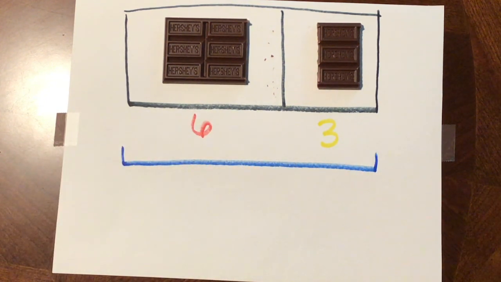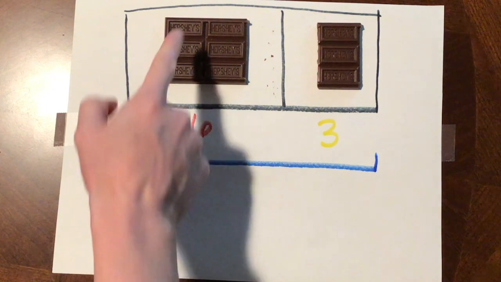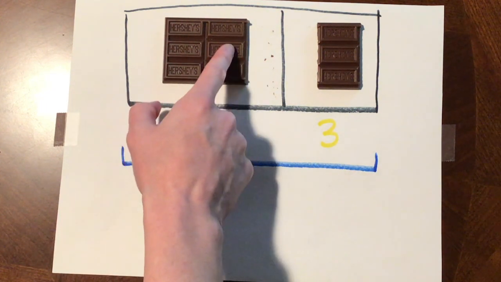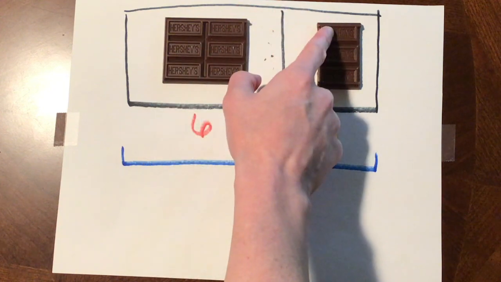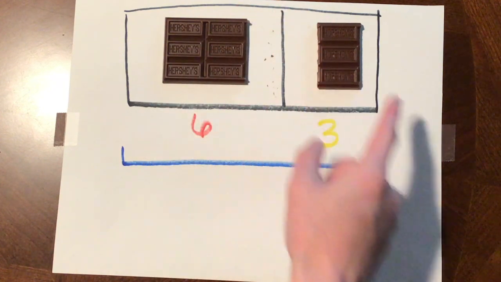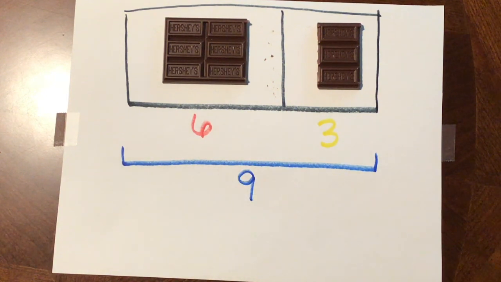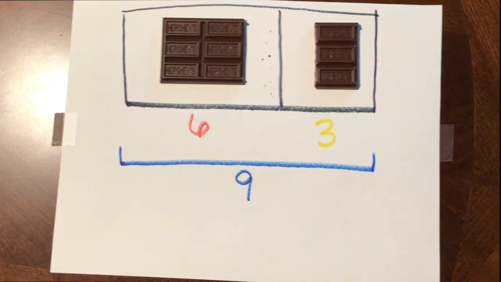Let's count the two parts and put the numbers together. Then we will know how many pieces are in the whole thing. 1, 2, 3, 4, 5, 6, 7, 8, 9. Awesome! This bar model helped me find out how many pieces there are in the whole candy bar.